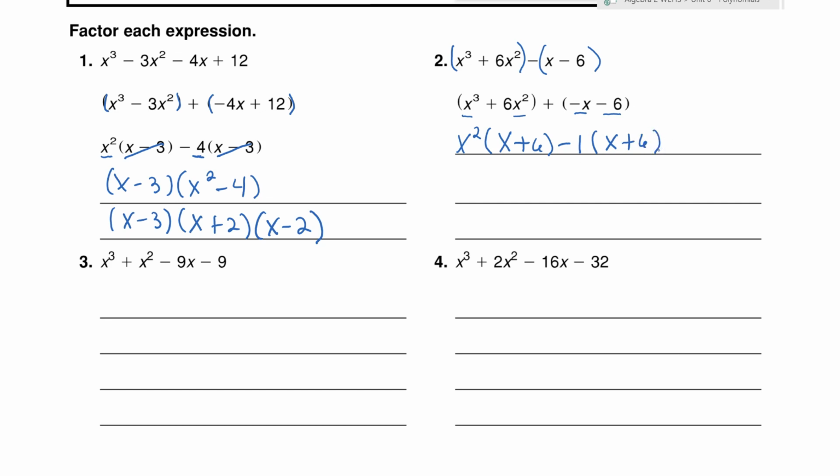And you notice they have x plus 6 in common. So you're going to have x plus 6, and you have x squared minus 1. X squared is perfect. 1 is perfect. So you have x plus 6 times x plus 1 times x minus 1. So I've factored this polynomial.